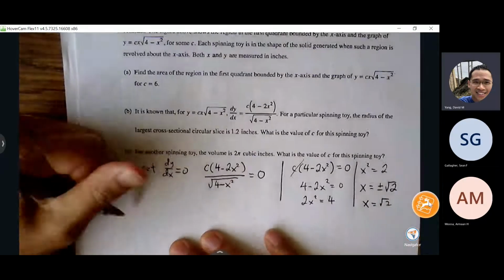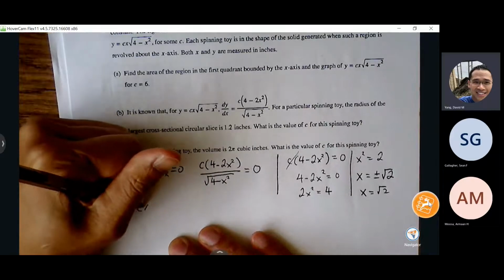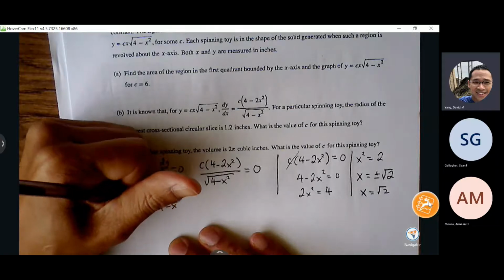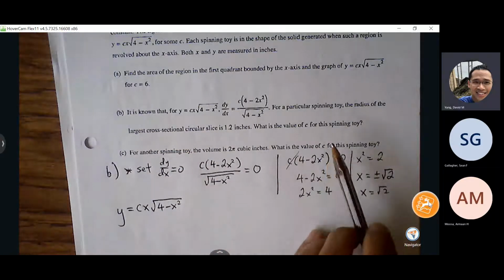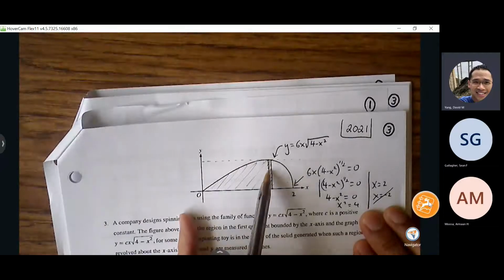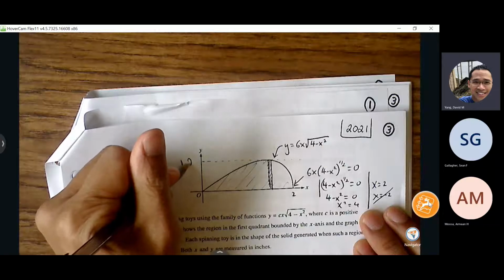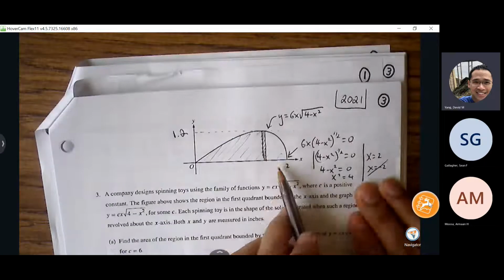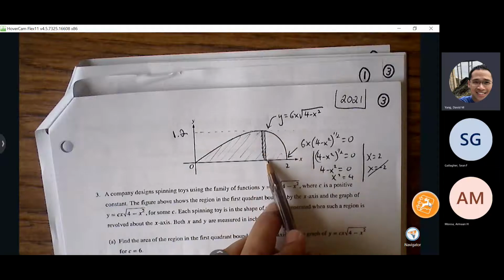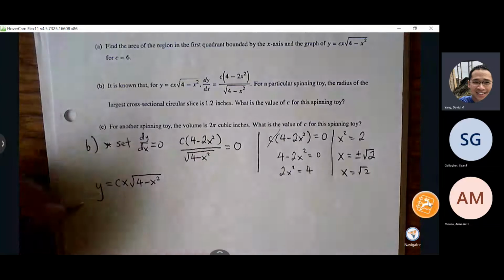So let's go back to our equation. Our equation is y is equal to cx square root of 4 minus x squared. Okay, it says the radius is 1.2 inches. So 1.2 inches, that the radius, that 1.2 is sitting at the y value. So we know that we have our y value. We also know our x value, right? The place where the slope is 0 is root 2. And that gives us enough information to solve for C.